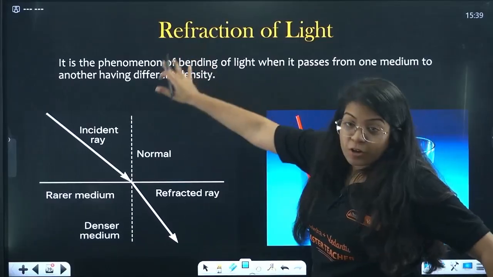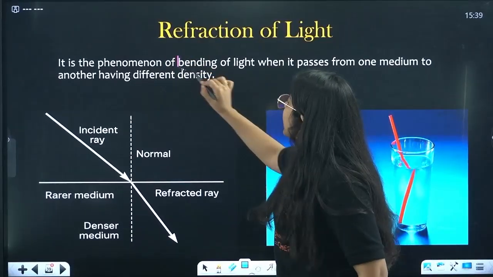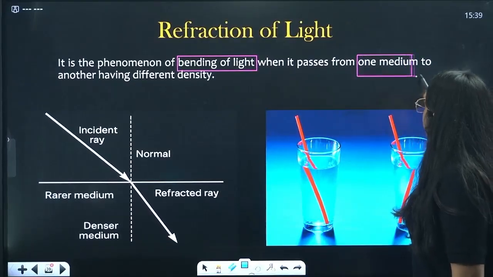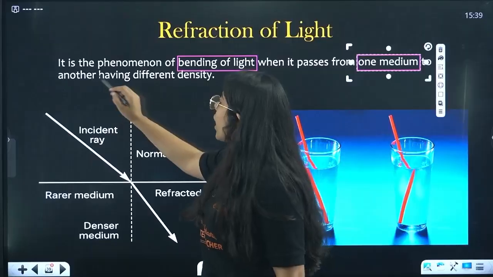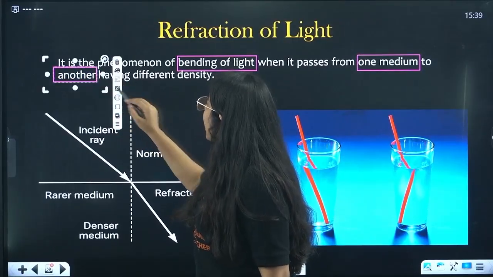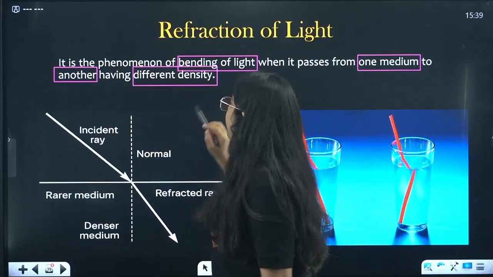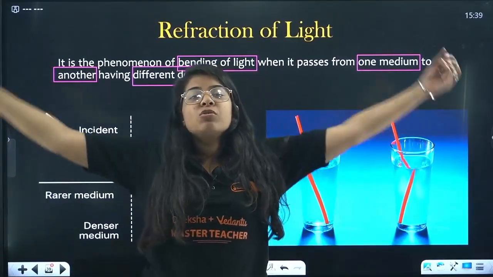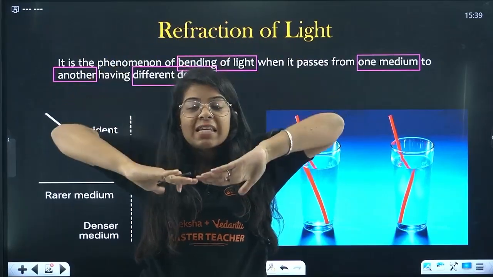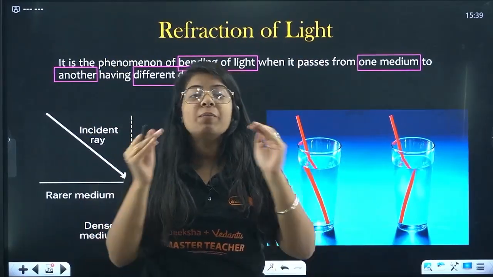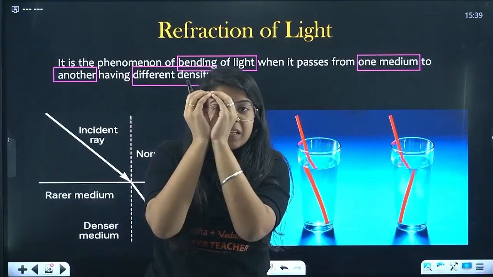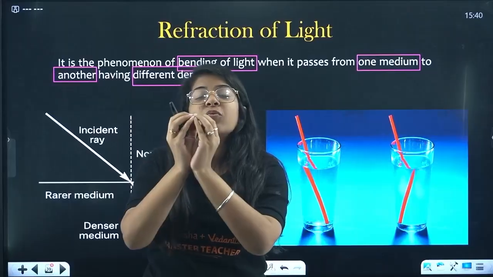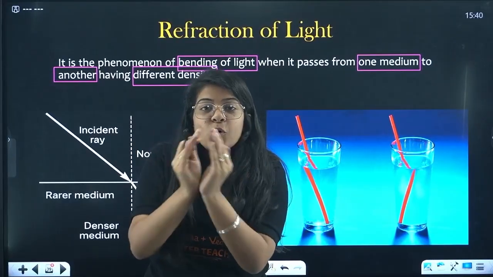Refraction is the phenomenon of bending of light when it passes from one medium to another, having, very important part, different densities. Now, beta, air is a gas, molecules are very, very far away, so its density is less. Density is mass upon volume. How much mass is there in a single volume? In this area of gas, the particles will be fewer, but water is a liquid, so particles will be more tightly packed.